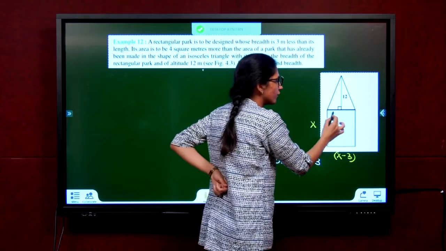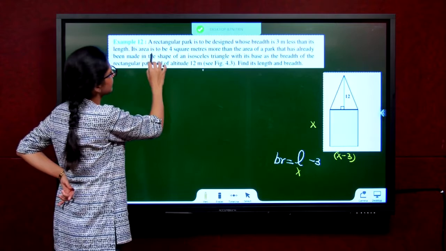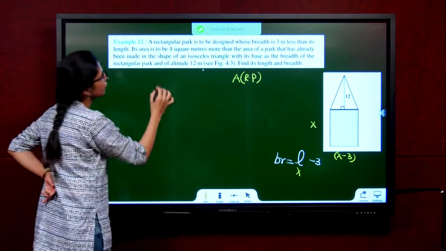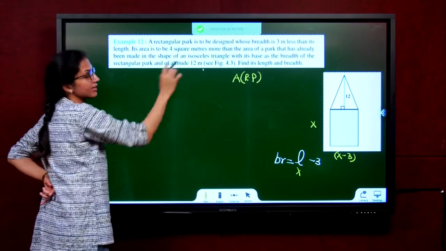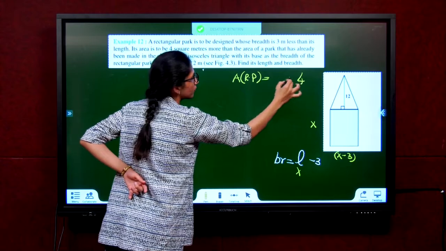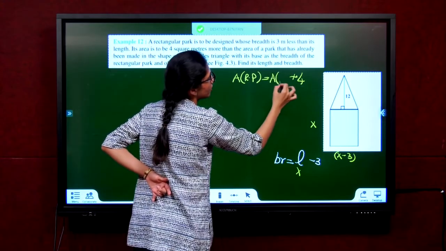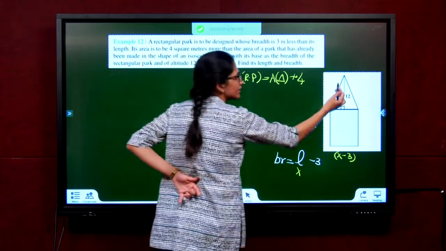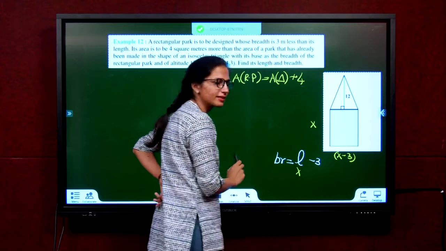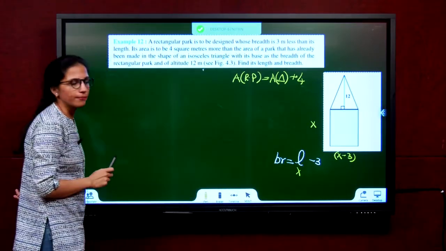They are telling you to construct a rectangle whose area, see, its area. So the area of the rectangular park is 4 square meters more. More than means plus 4. More than whom? Area of triangular park. Which triangle? This triangle, whose base is nothing but the breadth only. What is the base? x minus 3 itself. Find its length and breadth.